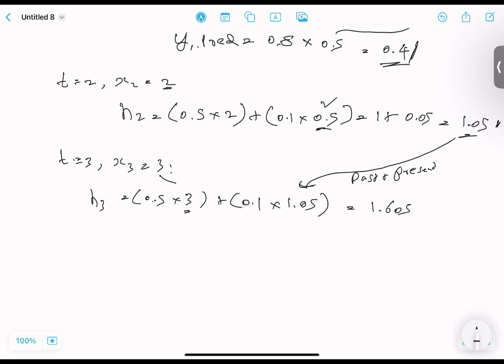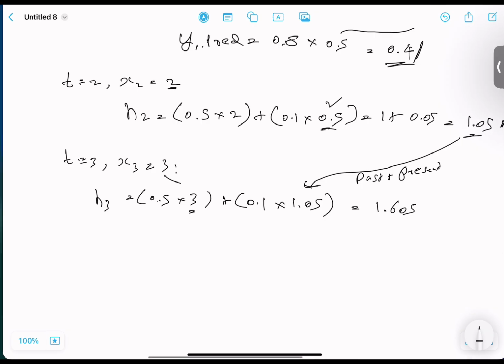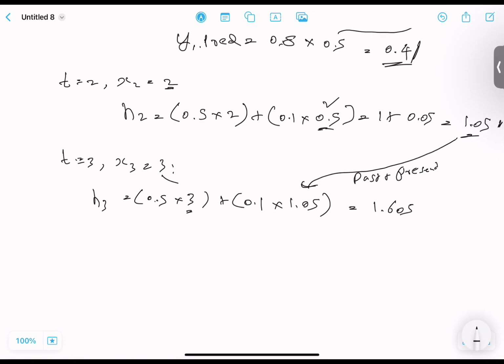Okay, before that, I forgot one step. At time step 2, after we calculate the prediction, we need to calculate the prediction of y2. So y2 prediction is 0.8 into 1.05, which is 0.84.